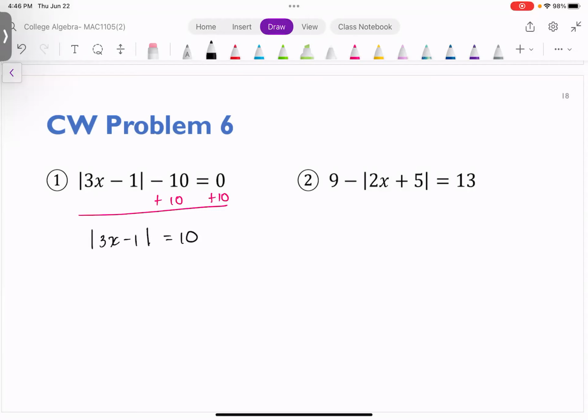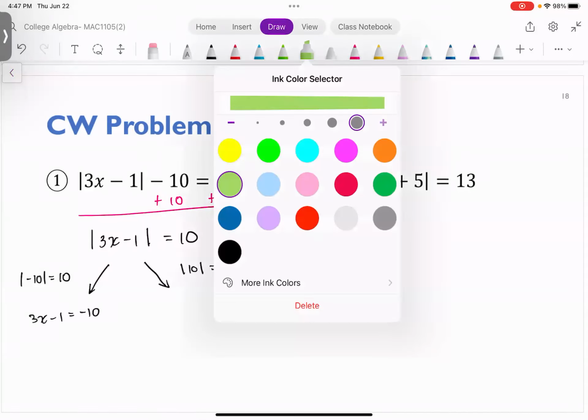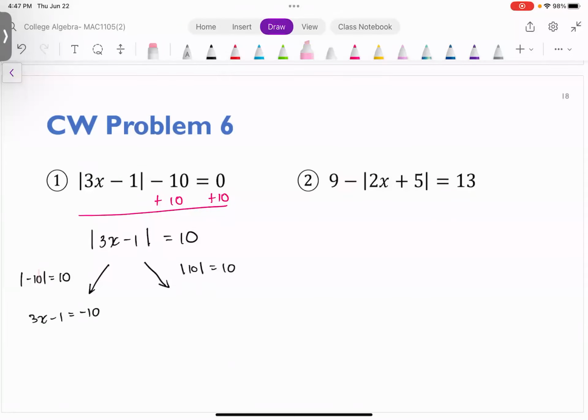So that means there are two possible solutions. Either I can have the absolute value of -10 equals 10, or I can have the absolute value of +10 is equal to 10. So I'm going to write two equations, one where 3x minus 1 is equal to -10. And again, that is this -10. It's not a -10 on the outside. On the other hand, with this other +10, I get the equation 3x minus 1 equals +10.